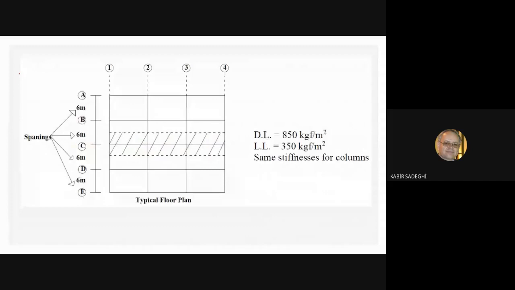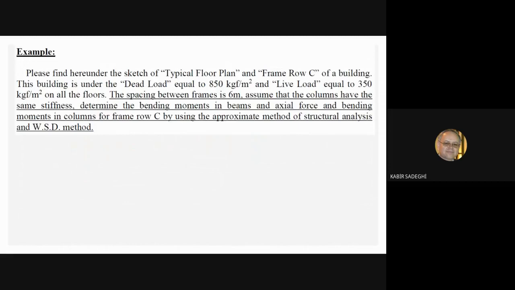Consider the typical plan and frame row C of a building. This building is under a dead load equal to 850 kilogram force per square meter, and also a live load of 250 kilogram force per square meter, that is distributed on the floor. Facing frames, the two adjacent beams, the spacing is 6 meters for both sides, from left and right.